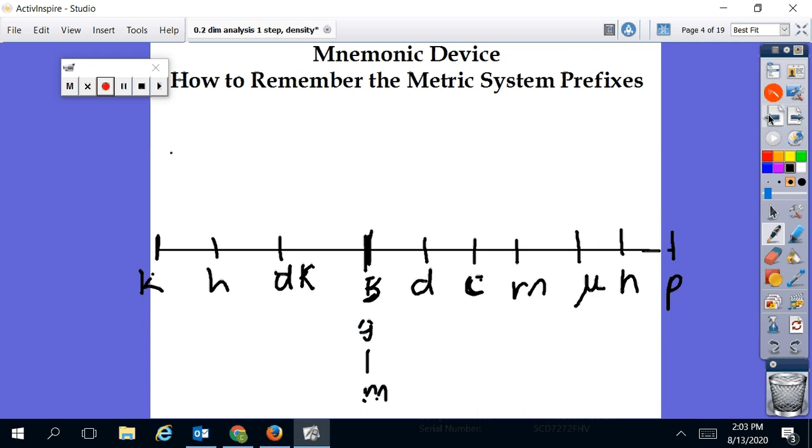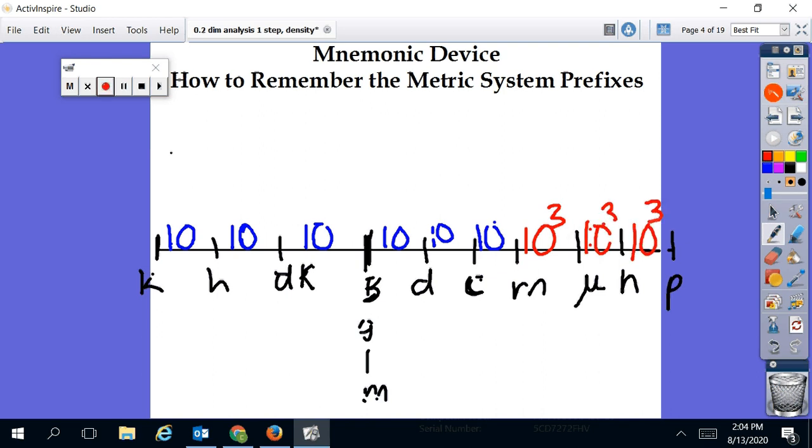Now what you have to know is that there is a factor of 10 between each of these prefixes, until you get past milli. Then there's 1,000 between. So 10 to the third, 10 to the third, 10 to the third. There's 1,000 between milli and micro, micro and nano, nano and pico. So that shows you the divisions between.